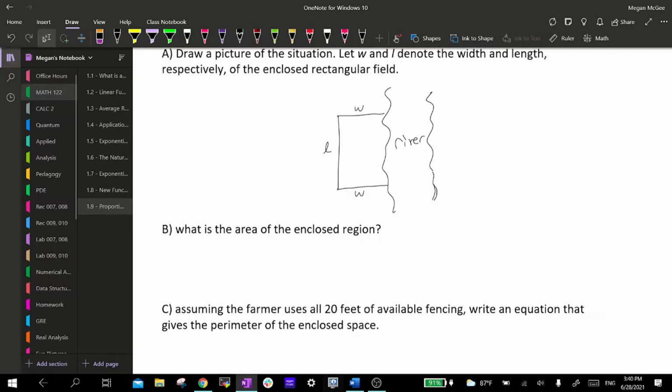Moving on. Part B. What is the area enclosed by the region? Well, we have a rectangle, so our area is just our length times our width, right?